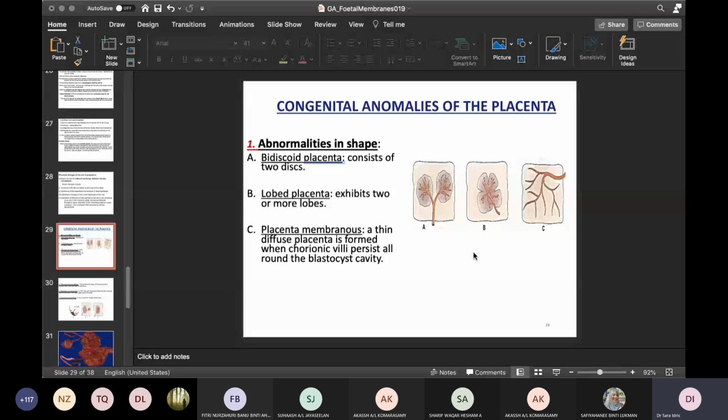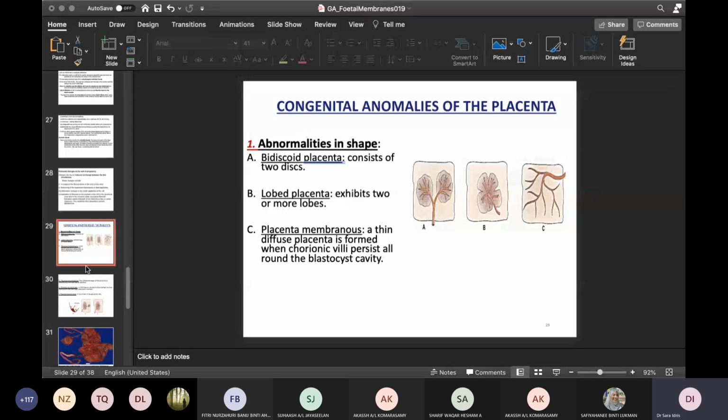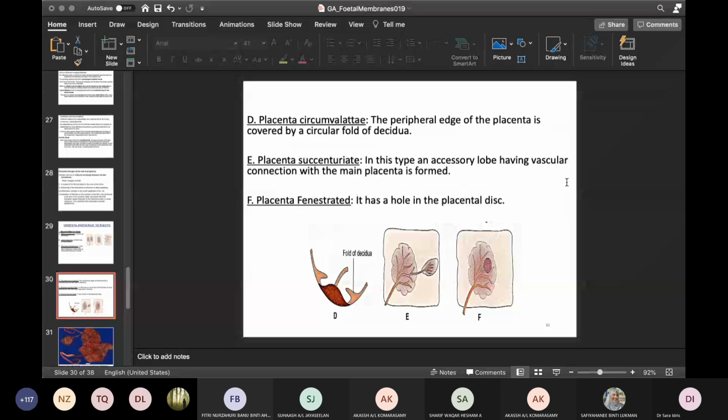And you have a placenta membranacea where the placenta is thin and diffuse, okay? You don't have a thick, fleshy placenta. So placenta membranacea is slightly problematic because the placenta is very, very thin. If it's thin, then it can actually easily rupture in pregnancy.